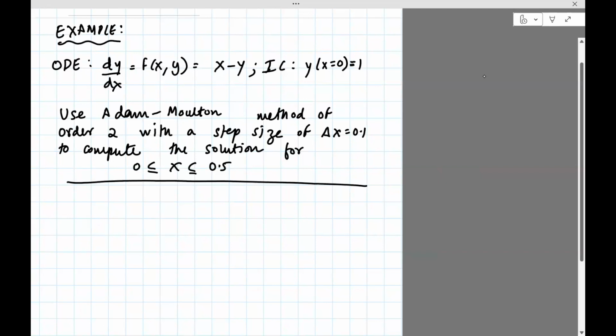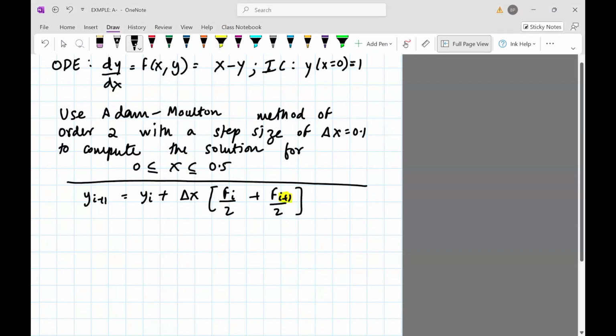Okay, so again, what you'll see is that you cannot apply this. Let's just write the formula first. y_{i+1} equals y_i plus delta x times (f_i divided by 2 plus f_{i+1} divided by 2). What we observe is that we have i plus 1 here. So if you put i equals 0, we'll write y1 equals y0 plus delta x times (f0 plus f1) divided by 2. So it works fine. There's no problem in applying it for i equals 0.